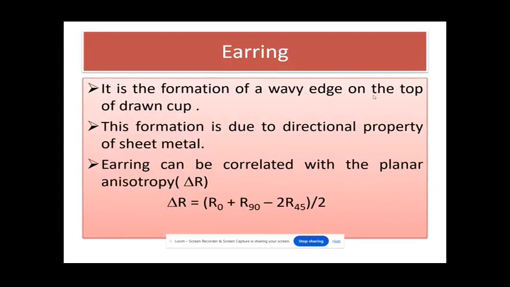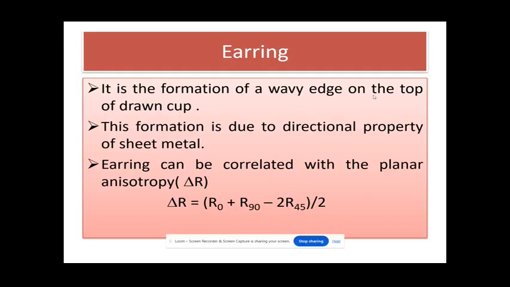Earring. This is due to formation of a wavy edge on the top of the drawn cup. This formation is due to anisotropy or directional property of the sheet material. For example, the R values, the mechanical properties along the rolling direction and transverse direction, are not the same. That's why it is called anisotropy.